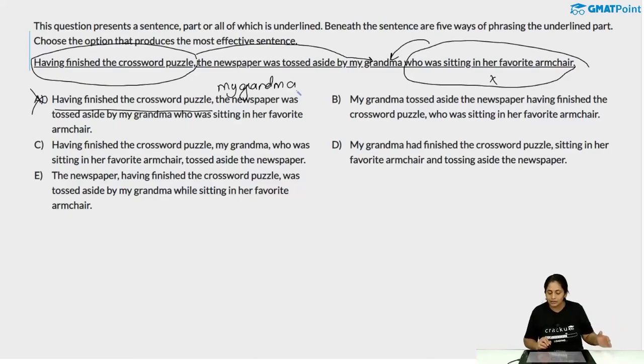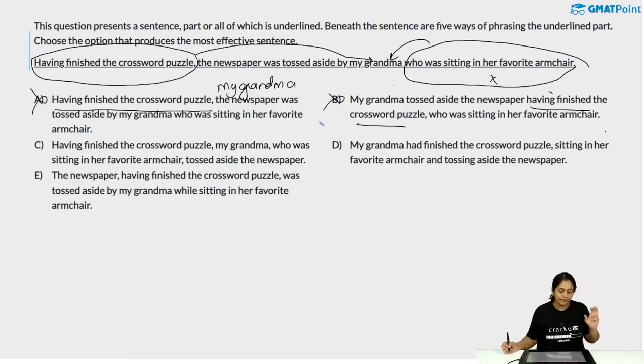My grandma tossed aside the newspaper having finished the crossword puzzle. Again, this has to be close to grandma, because the newspaper did not finish the crossword puzzle. Who was sitting in the favorite armchair? Was the crossword puzzle sitting in the favorite armchair? No. So both of these are in fact incorrectly placed. In the first sentence, one modifier was correctly placed, one was incorrectly placed. In this, both are incorrectly placed. So clearly it can be rejected.